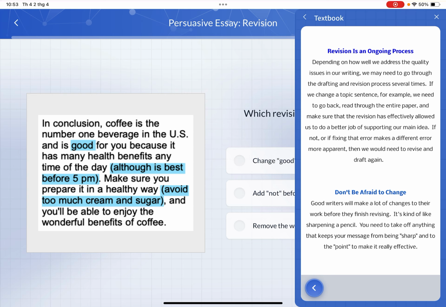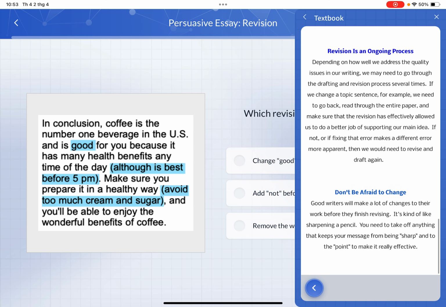draft again. Now, some people are afraid to make changes. They have spent a lot of time drafting, and when they revise it, they see a lot of errors, and they are afraid to make changes because they're afraid that they might do it wrong again. But don't be afraid to make changes. Good writers make a lot of changes to the work before they finish revising.